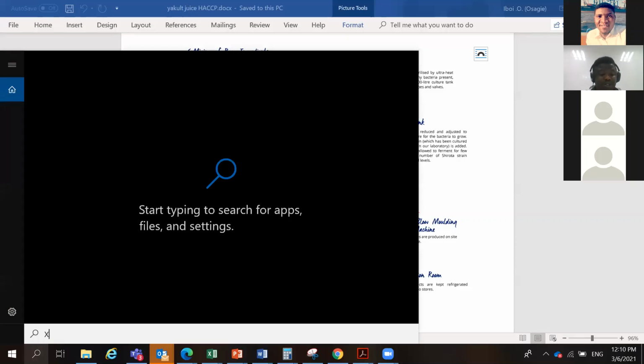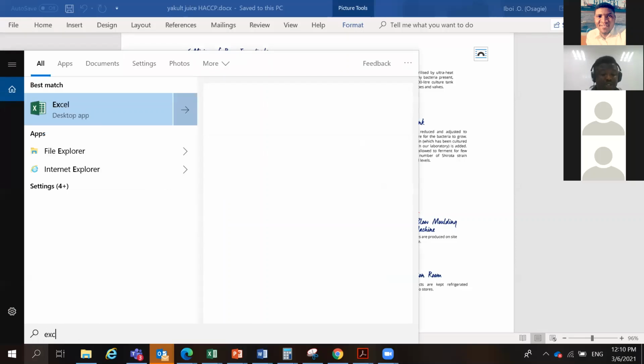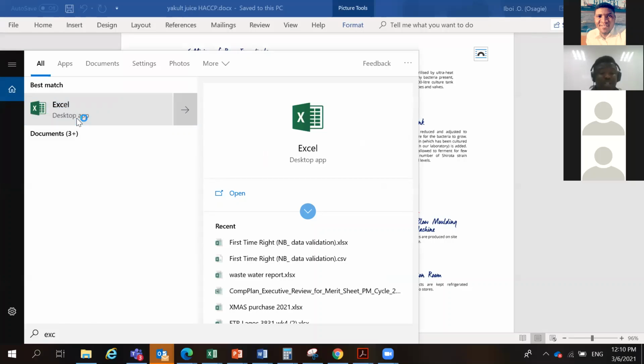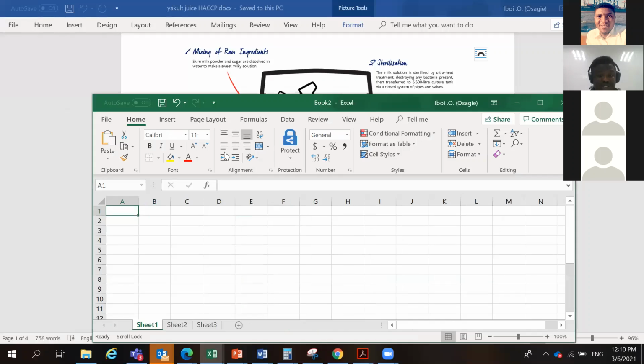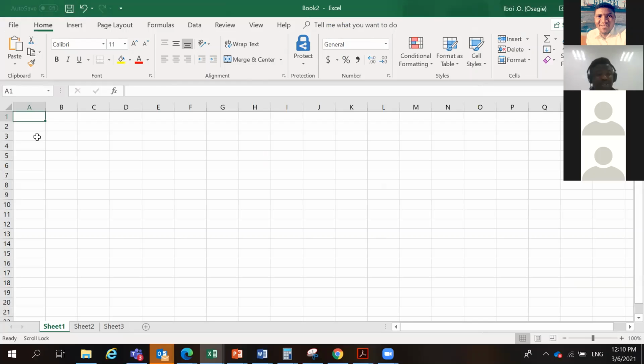Let me look for an Excel sheet so that you just see, it's just an example. So anytime you see HACCP table and all that, I don't think it's all magic. It's not magic. All those things are actually based on, okay, can you see the Excel sheet? Yes. Okay, so you can see the Excel sheet.